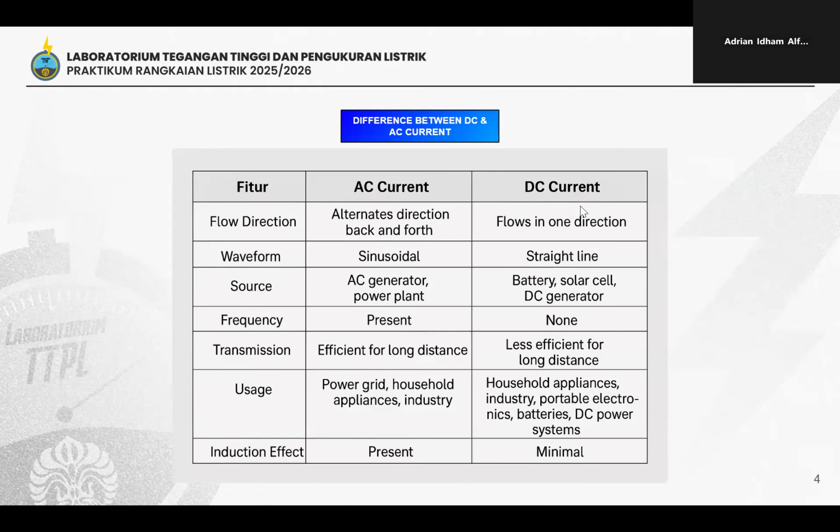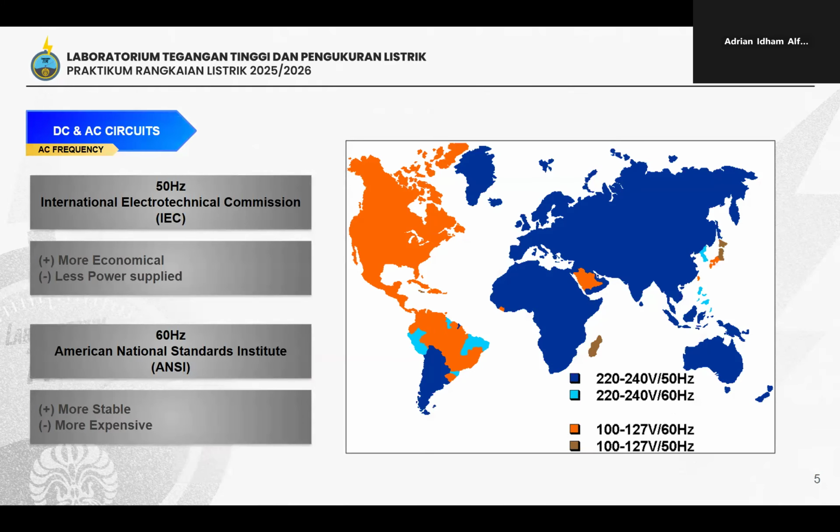And what are the differences between DC and AC current? These are the differences between AC and DC current. Okay, from direction: in an AC circuit, the current alternates direction back and forth. And how about DC current? It flows in one direction. This is the definition and the differences of AC and DC circuits, and I hope you can read these differences. Next, we will discuss AC frequency.